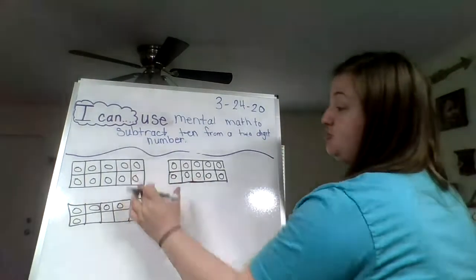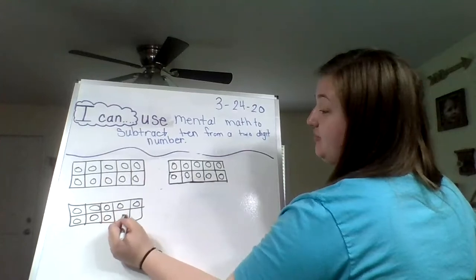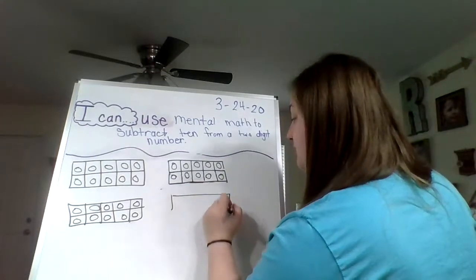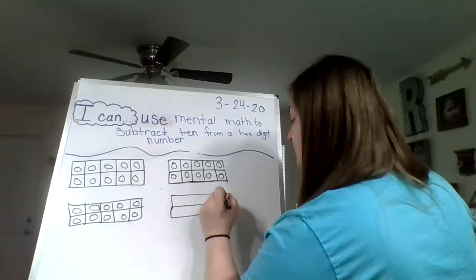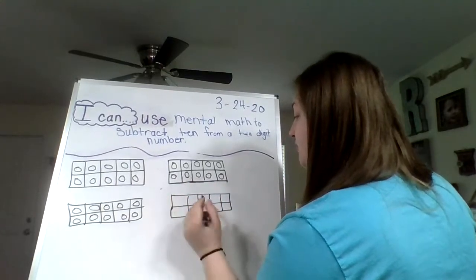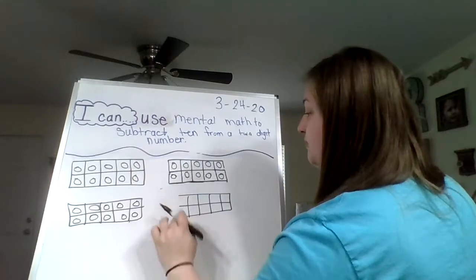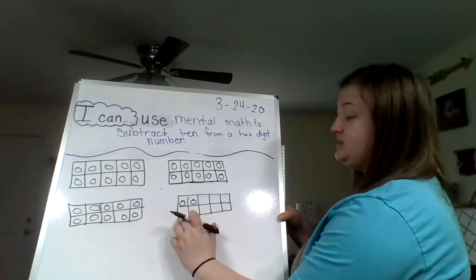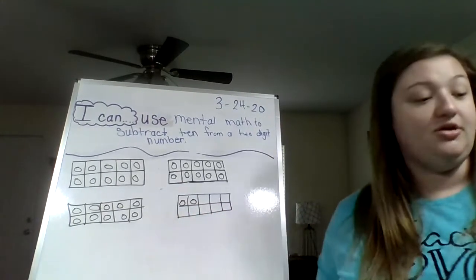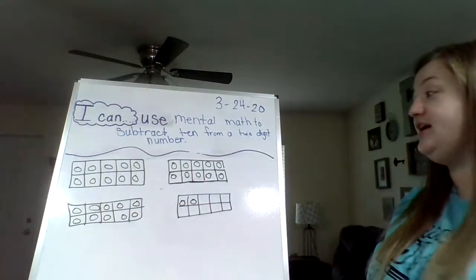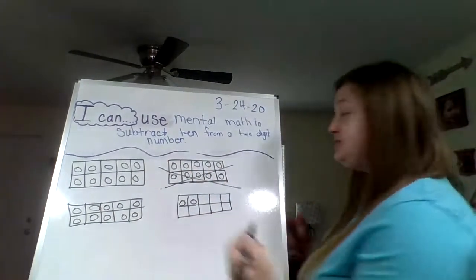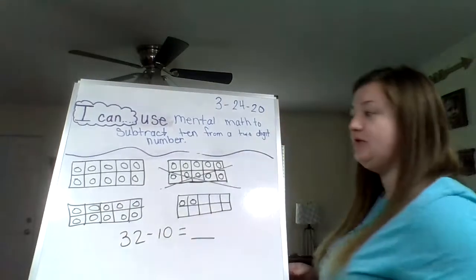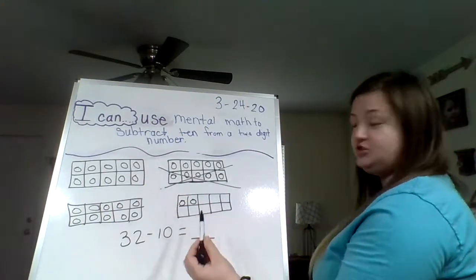Okay, so I'm back with 26. If I fill in this 10 frame, I now have 30 and I need 32. So let's draw one more. It's a little too big. Okay, so now I've got 32. And now remember we said to take 10 away, we're just going to mark one out. So I'm going to mark out one of my 10 frames. And 32 subtract 10 is going to be 22.